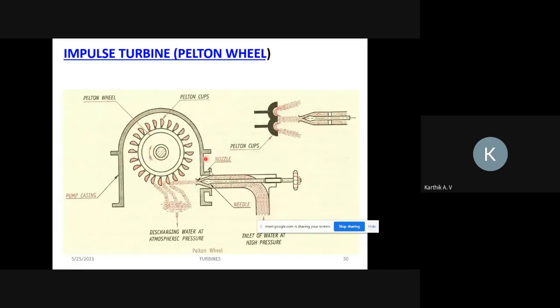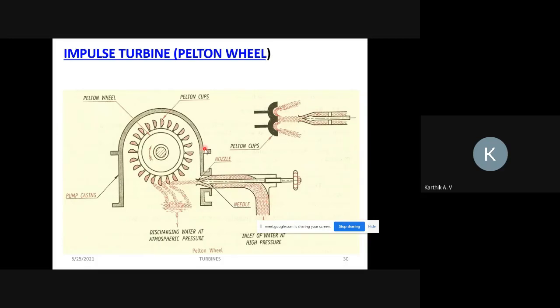Next, the casing. The casing is the outer part of the turbine. It will protect the turbine blade from foreign particles, contaminants, and impurities. So this is the explanation of the parts. Understood, right? Any doubt in the parts of this Pelton turbine?